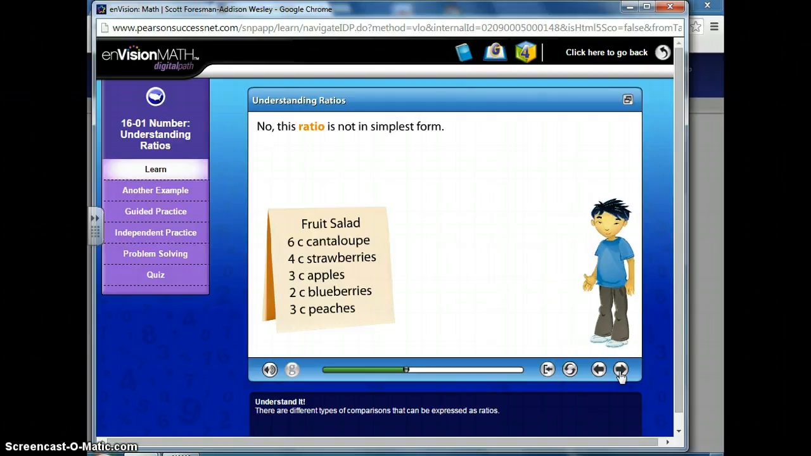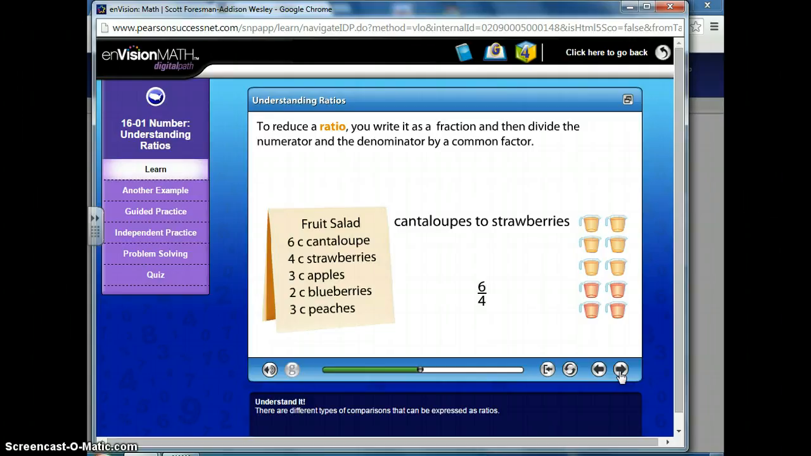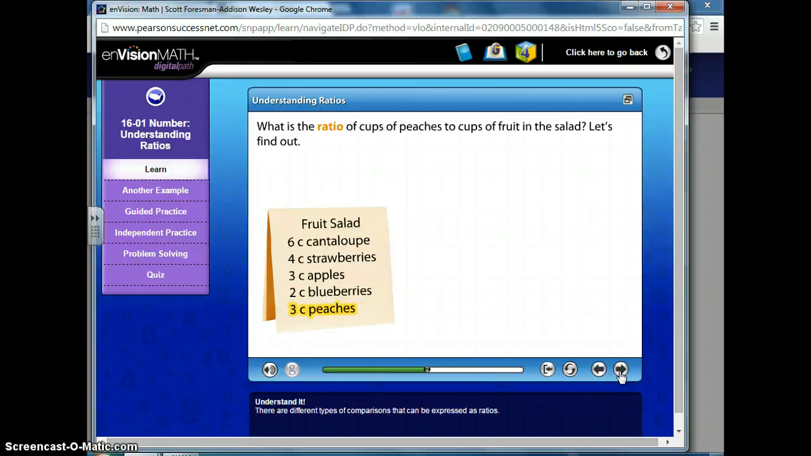No, this ratio is not in simplest form. How do you reduce a ratio? To reduce a ratio, you write it as a fraction and then divide the numerator and the denominator by a common factor. What is the ratio of cups of peaches to cups of fruit in the salad?